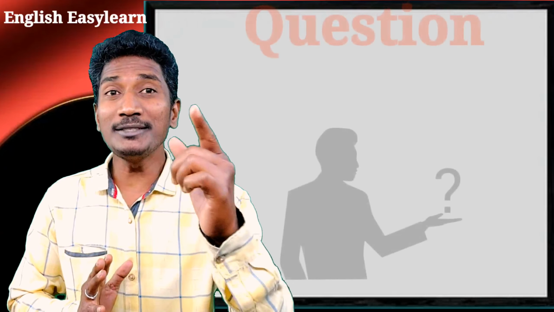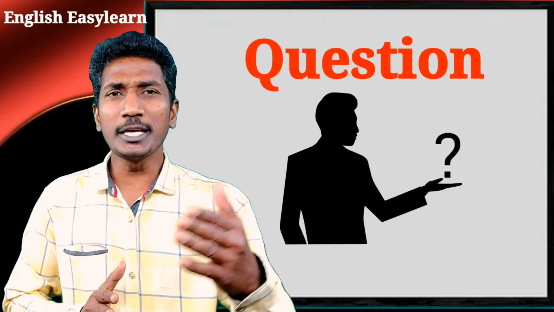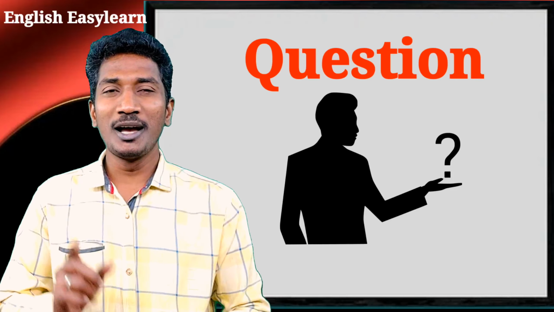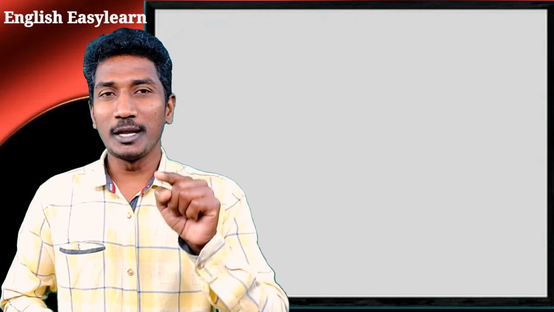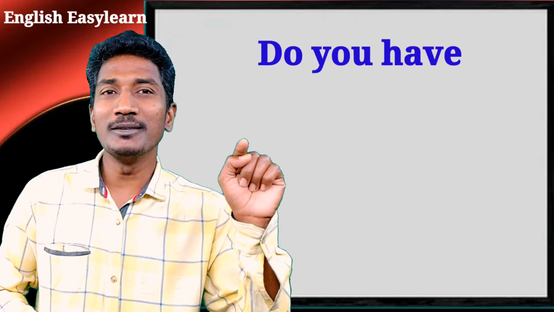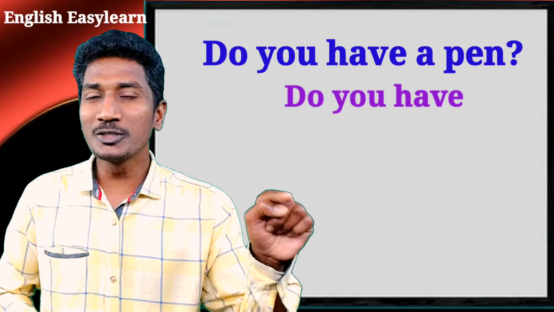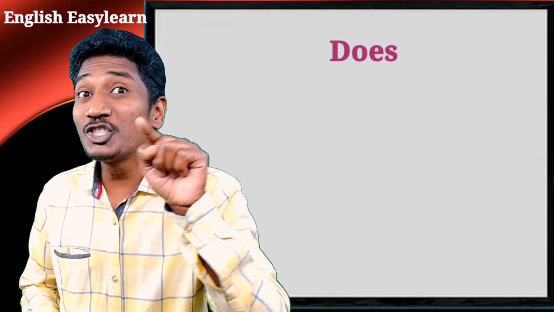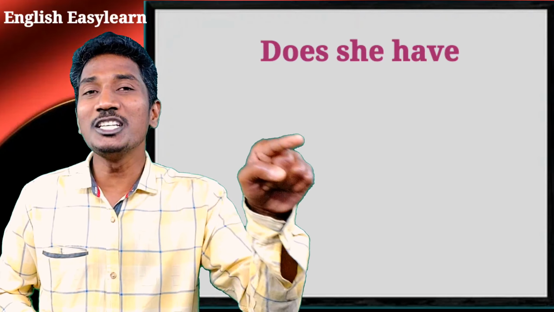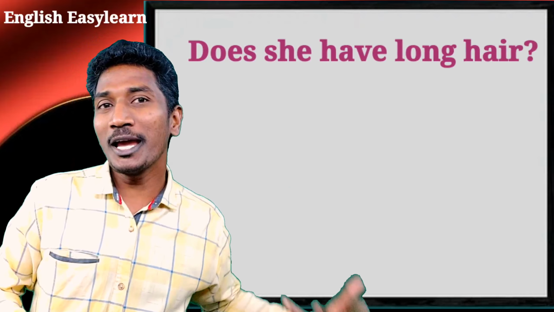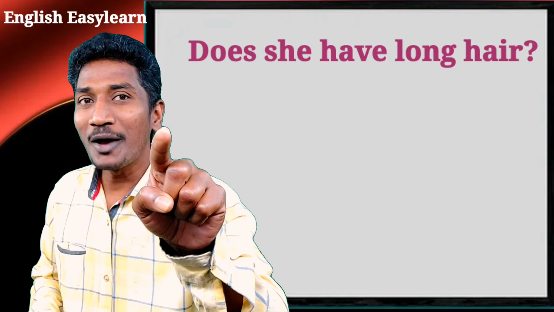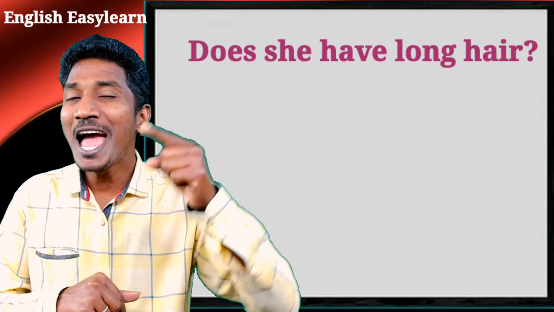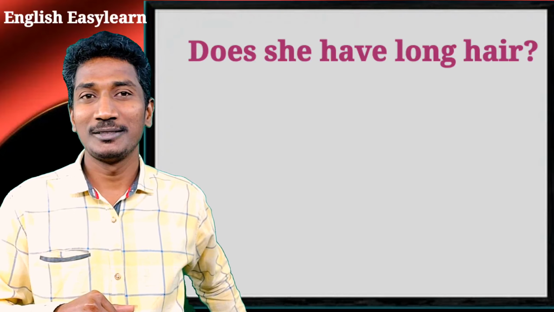Then how do we ask a question? How do we ask someone a yes-or-no question? We can ask like this. Do you have a pen? Do you have a house? Does she come here? Does she have long hair? But do you have a house? But does she have long hair? Okay.